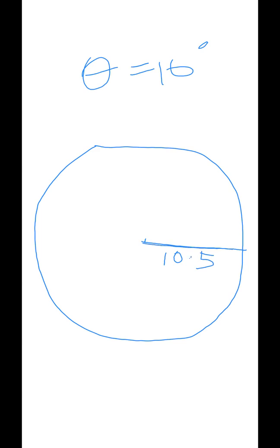Take the radius as 10.5, then the angle as 10 degrees. This angle, use your protractor. You have the protractor like this. Use this protractor and take 10 degrees like this. Okay, I hope this is understood.